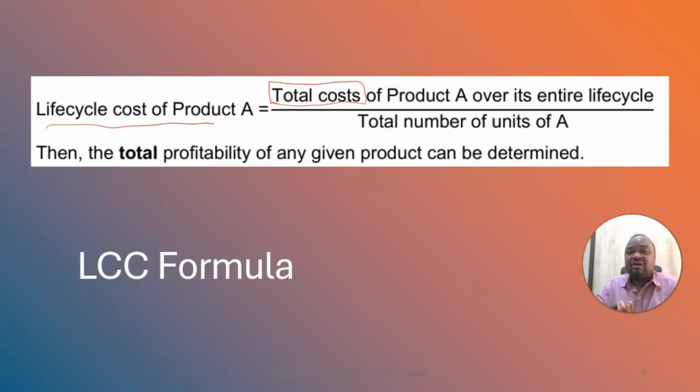So all the costs of the product over its entire life cycle divided by the total number of units produced. This is how we determine the life cycle cost of a product. And after we determine the life cycle cost of the product, then the total profitability of any given product can be determined. Unless we know the total life cycle cost, we are not going to be able to determine the profitability of that product, at least in life cycle costing.